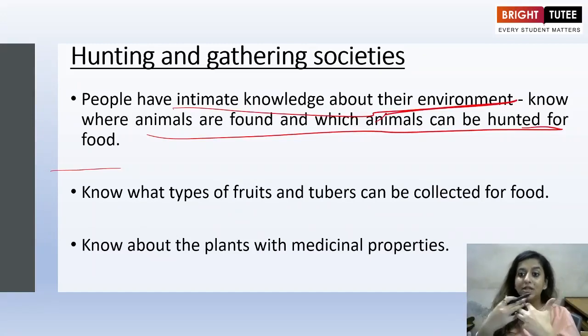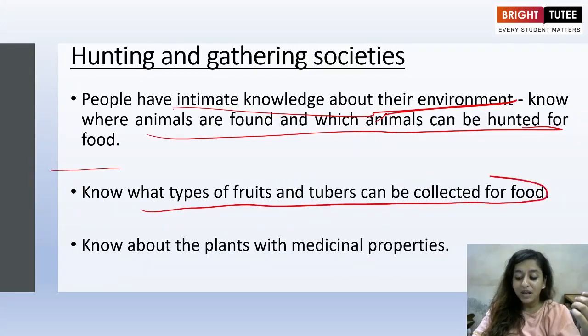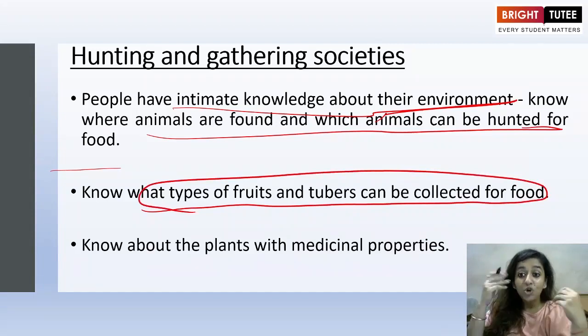So you have that first hand experience with the biological aspect in terms of flora and fauna. You do have that first hand experience when you talk about which animals should be hunted for eating, which animals can be dangerous, and moreover, where all these animals will be found. They know what types of fruits and tubers can be collected for food. You have that intimate knowledge about things wherein you can perform certain actions with the help of your knowledge.